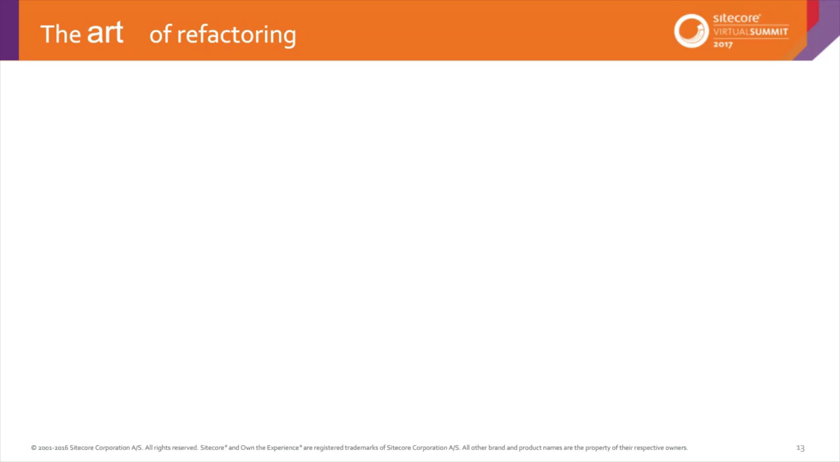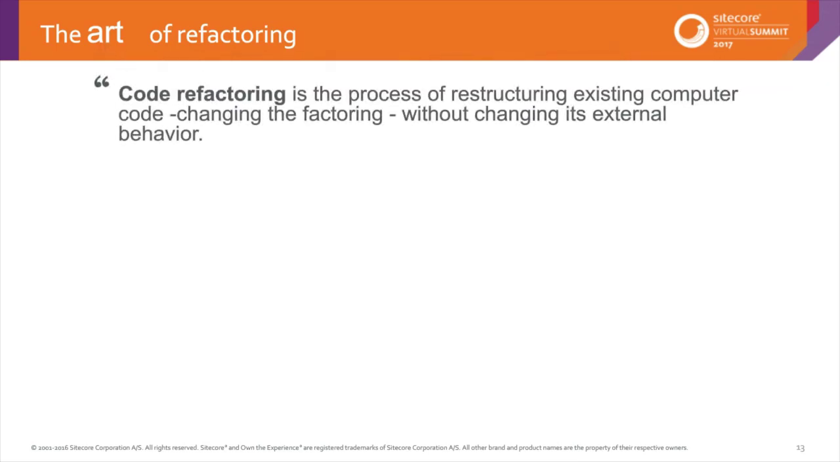Before I show you the process, or a process for refactoring, I will just talk a little about what is refactoring really. In my presentations, I like to have quotes, especially quotes from Wikipedia. So, code refactoring is the process of restructuring existing computer code, changing the factoring, without changing its external behavior.